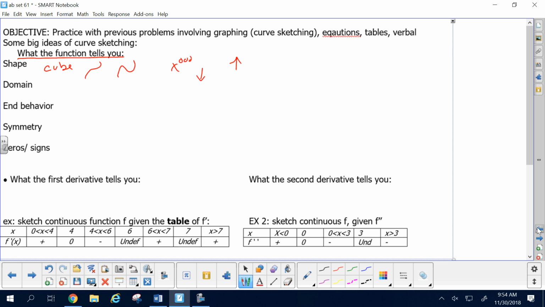All right. Domain. There are 3 restrictions on domain. Please tell me you know at least one of them. What's one thing that cannot happen?